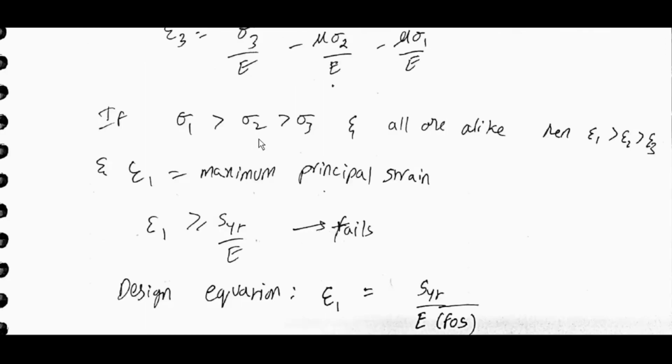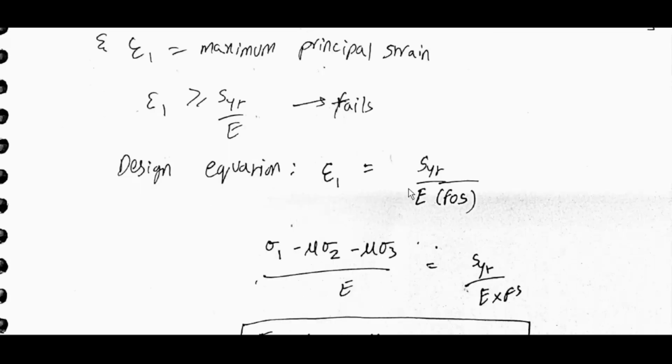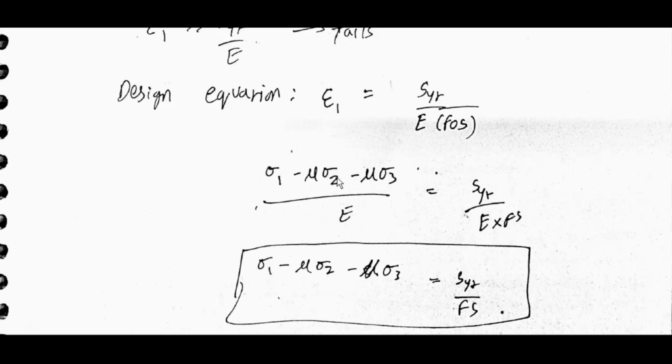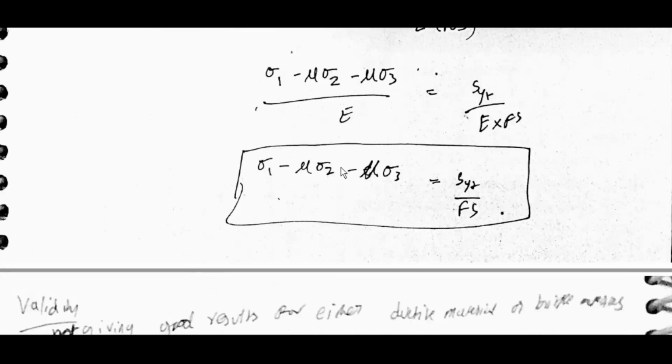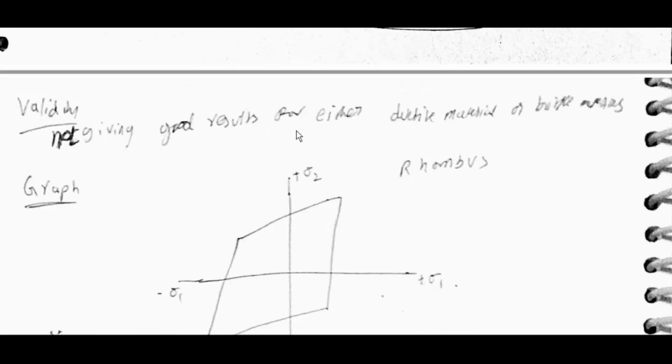If sigma 1 greater than sigma 2 greater than sigma 3 and all are alike, then epsilon 1 greater than epsilon 2 greater than epsilon 3, and epsilon 1 is the maximum principal strain. Epsilon 1 greater than or equal to SYT by E means failure. Design equation: epsilon 1 is equal to SYT by E into FOS. Sigma 1 minus mu sigma 2 minus mu sigma 3 by E is equal to SYT by E into FS. So sigma 1 minus mu sigma 2 minus mu sigma 3 is equal to SYT by Fs. Validity: not giving good results for either ductile material or brittle material.